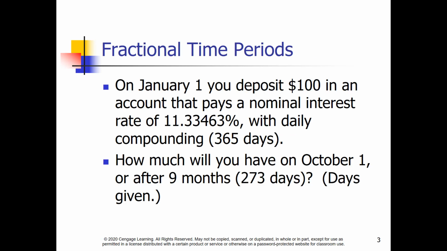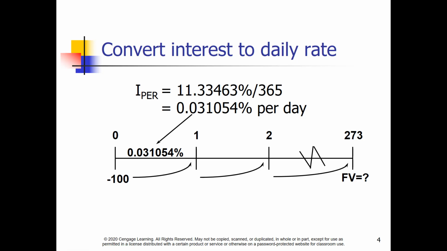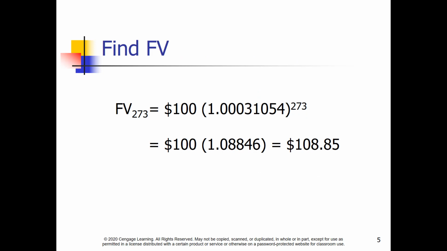Here's an example with daily compounding. By law, the rate is quoted as a nominal, or APR. The 11.33463% is compounded daily, so to get the daily rate, you need to divide by 365, which is 0.031054% per day. N is given in days, is 273. The periods on the timeline are days, and the rate is a daily rate. Using the general future value formula, your future value is 108.85.